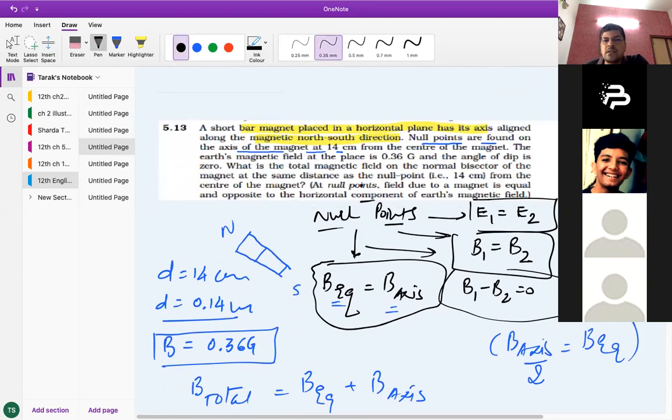So in examples where null points are mentioned, you have to be careful. This is the nature of a null point. Null point નો meaning એવો પણ થાય કે magnetic field and magnetic field lines both are equal.